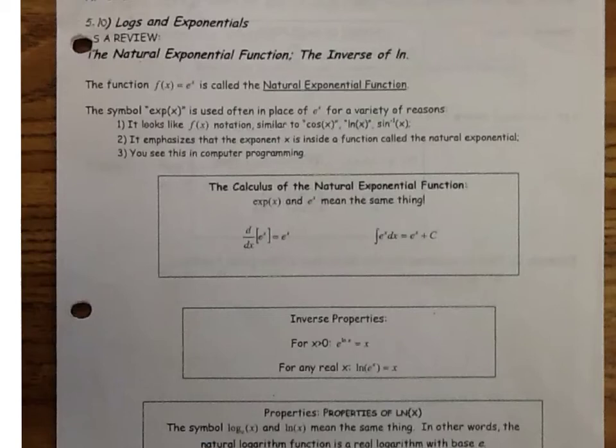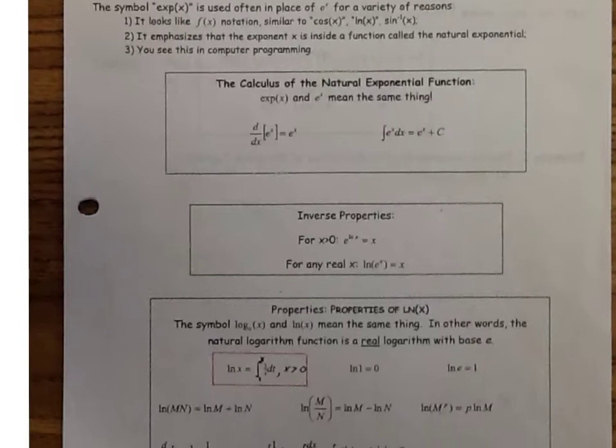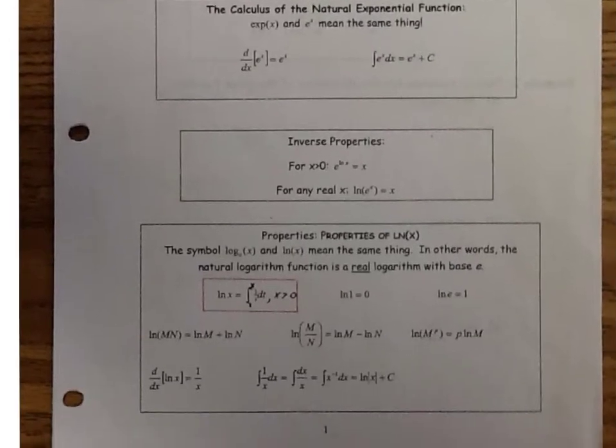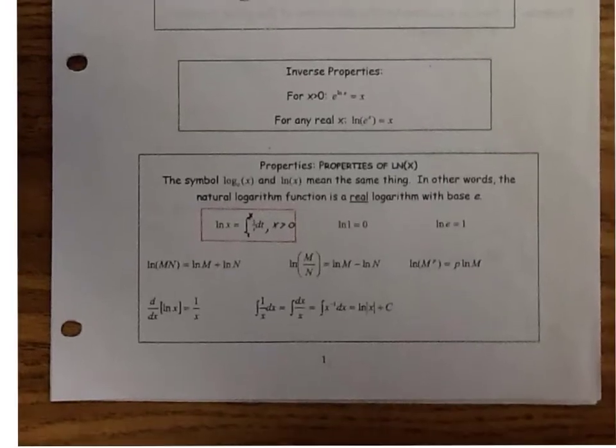This section is, for the most part, a review of exponential functions and the natural logarithmic function. In the first box, you're looking at the derivative of e to the x and the integral of e to the x that you already used. The second box is the inverse property that basically tells you that e and ln are inverse functions and are going to cancel each other.